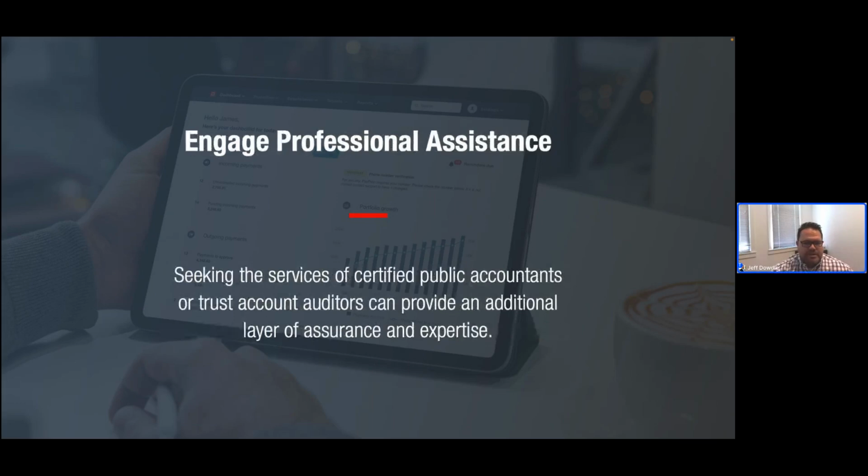And then if you do get into hot water or in over your head, or you feel like you're in over your head, make sure that you're seeking the services of professional people to help you with that. That involves certified public accountants, trust auditors, anyone else that can add an additional layer of assurance and expertise to your business and the things that you're needing to accomplish to stay in compliance with those local laws around trust accounting.